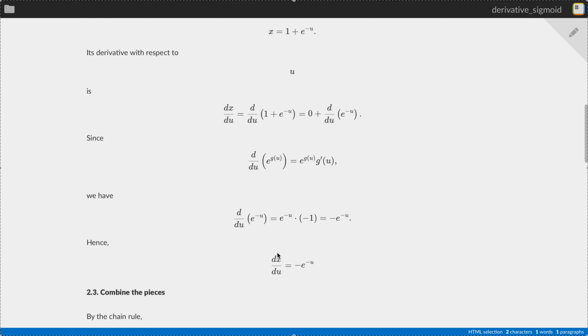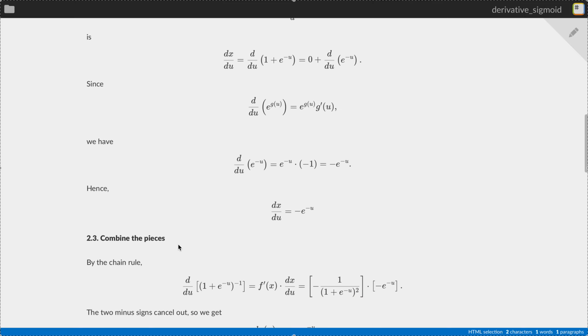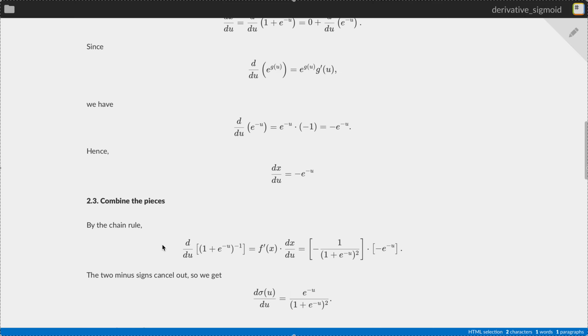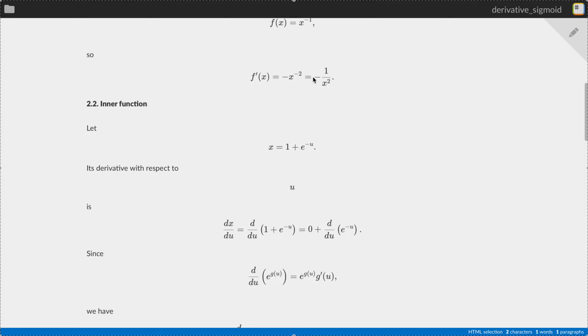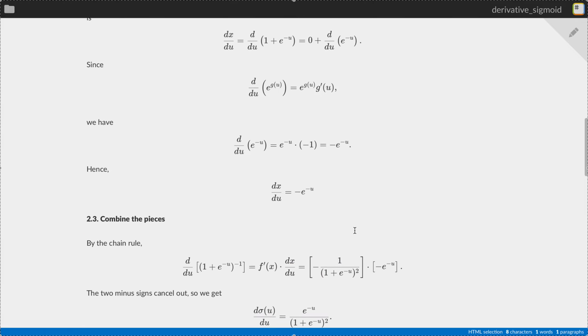Hence, this derivative is equal to negative e to the negative u. Okay? Now, let's combine the pieces with the chain rule. And we are left with negative 1 over x squared. And remember, this first term, negative 1 over x squared, was what we found here. And we just plugged in x, which was 1 plus e to the negative u.